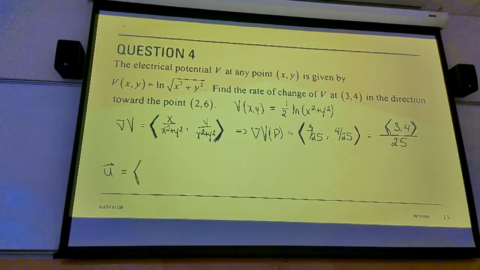You can factor out the 1 over root 5, which I'll do. But first, I want to ask, how did you determine -1, 2? So we start at (3,4) and then we move towards (2,6). So that's how you get that vector. So it's the vector with initial point (3,4) and terminal point (2,6), right? Yes. And then I will factor out that.